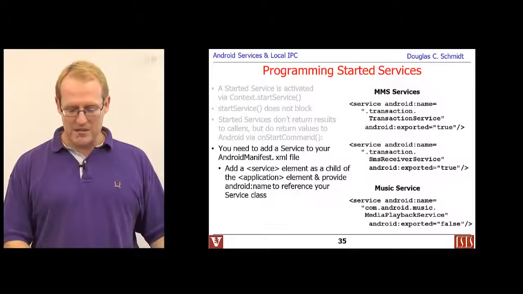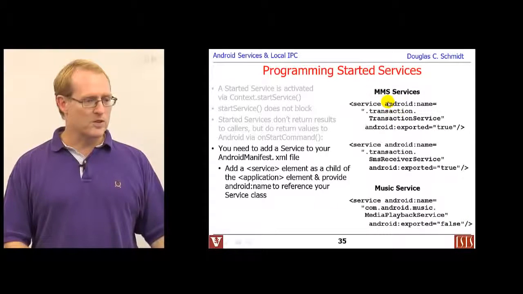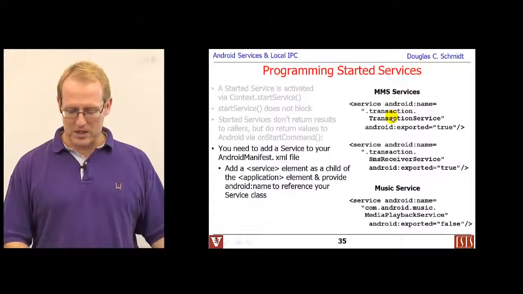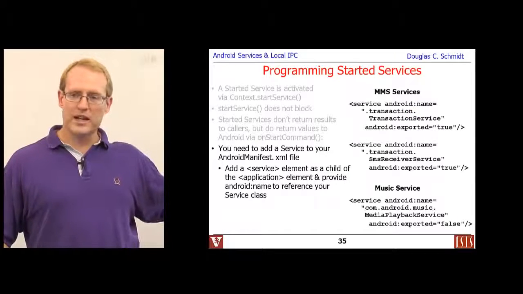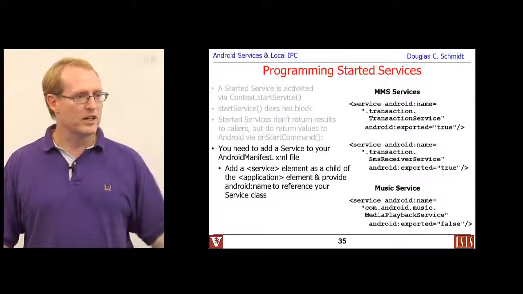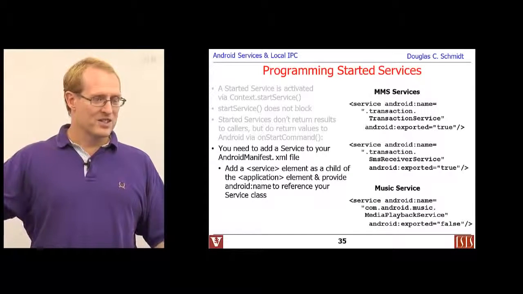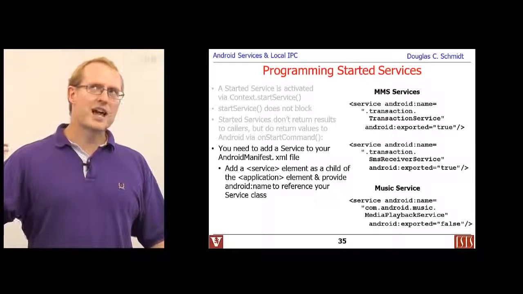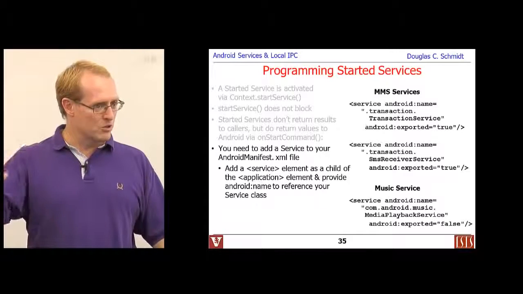So here's an example of some of the snippets of some of the stuff that you'll find in Android. For example, for the MMS service, you've got this thing called the transaction service, which is a service that's used to send data. When you send an MMS, the service is used to actually deliver it over the cellular network to some cellular MMSC, I think, MMS service center or something like that. It's used to direct the data.